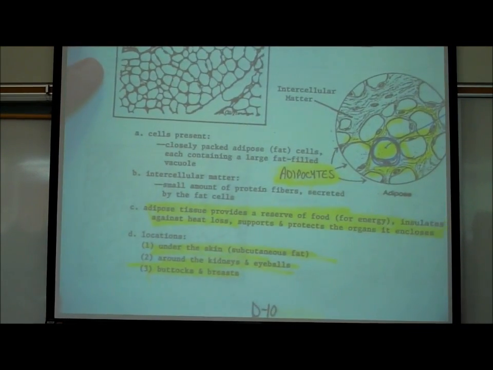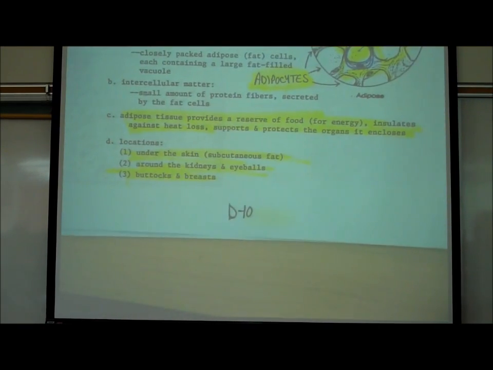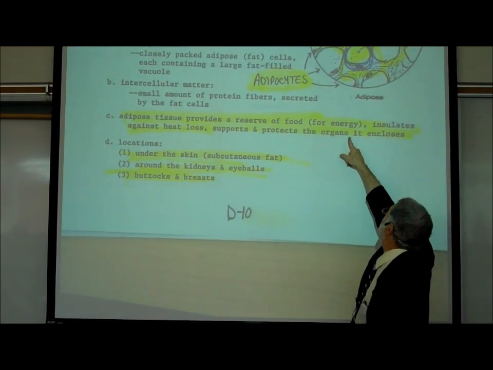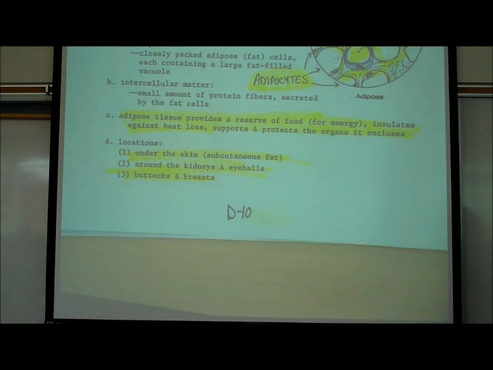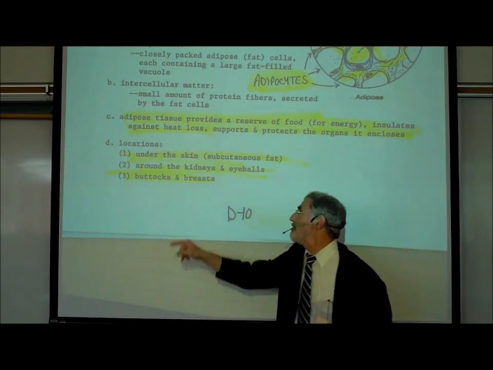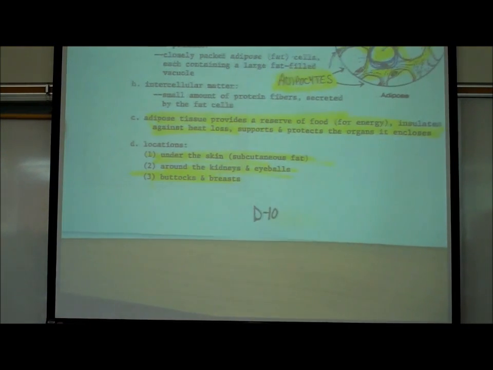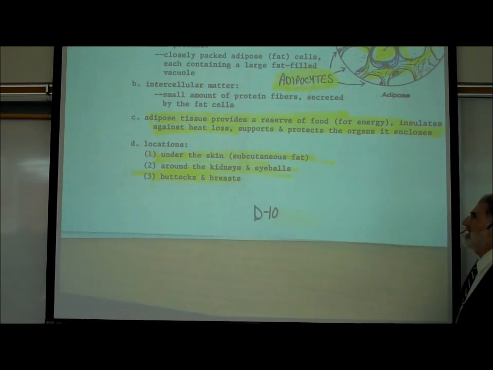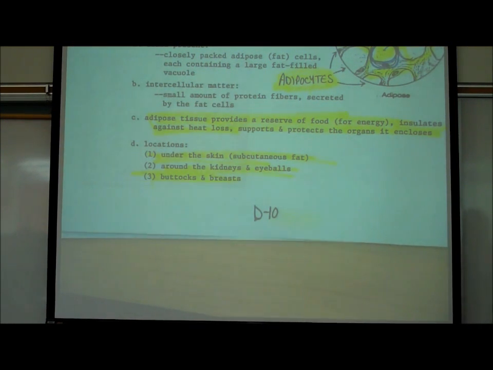What is the purpose of adipose tissue? It provides a reserve supply of food for energy. It insulates against heat loss, and it protects organs. We wrote right here that we have a lot of adipose tissue around your kidneys and eyeballs, also around the heart, and that's to cushion it against injury. So we've got fat tissue around the kidneys and eyeballs and heart to cushion them against injury.